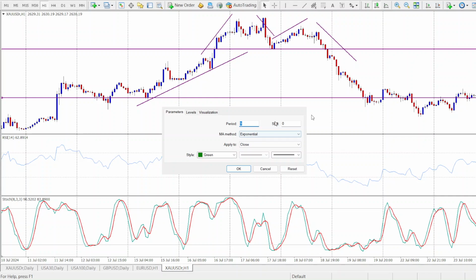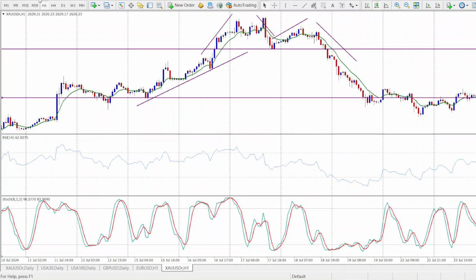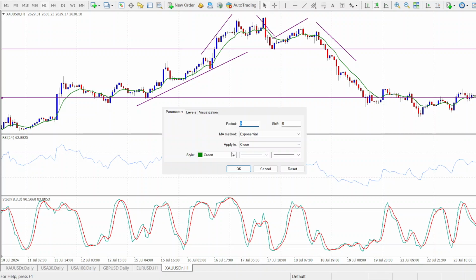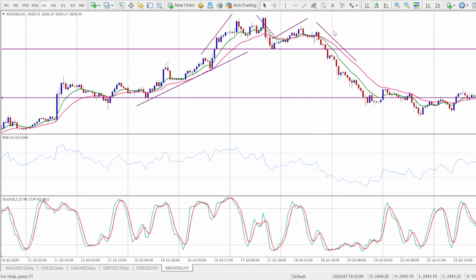Let us try using the crossover strategy on the moving averages. So I'm just going to add both the EMA9 and the EMA21. Just going to add both of them. So now we can see that the crossover actually happened around here. That was even before the breakout happened.